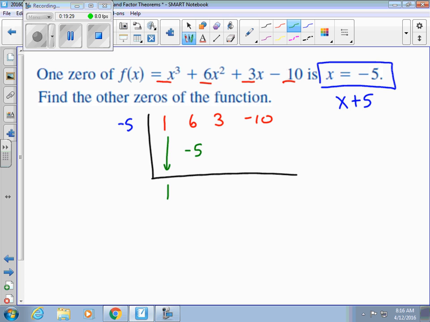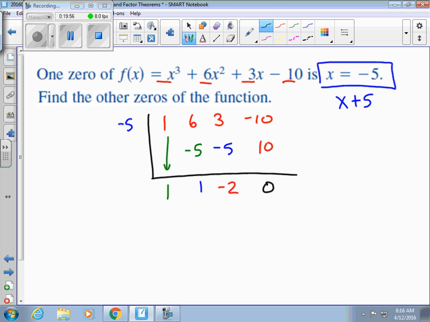Combine those two, 6 and negative 5, you get 1. Multiply 1 and negative 5 to get negative 5 again. Combine those two numbers, 3 and negative 5, to get negative 2. And then multiply negative 2 times negative 5, get positive 10. Again, like I told you earlier, oftentimes in that last column you'll wind up with opposite terms. We just did again. 10 and negative 10 gives you 0.